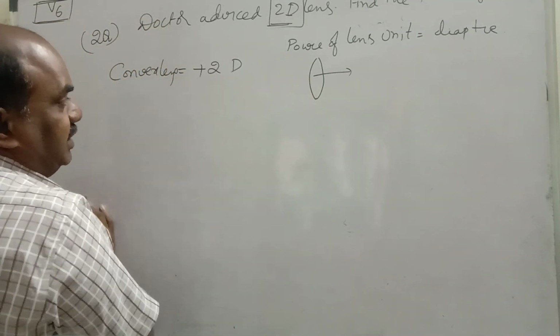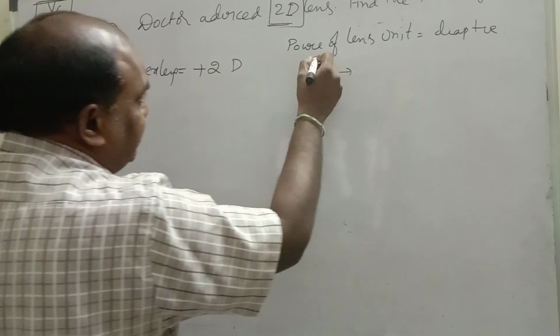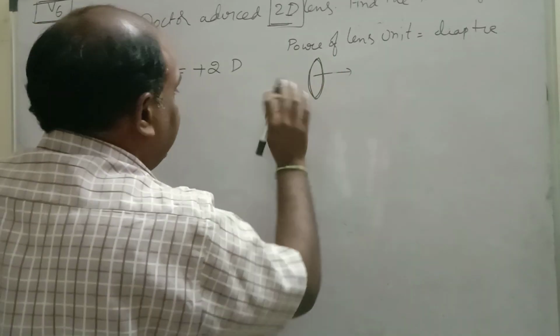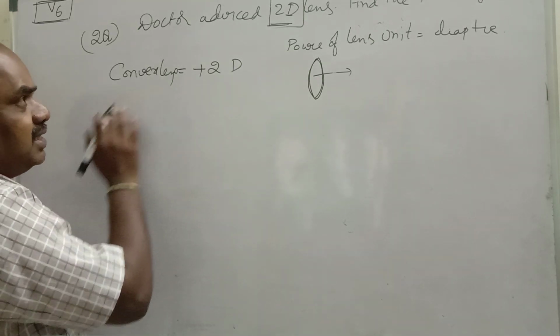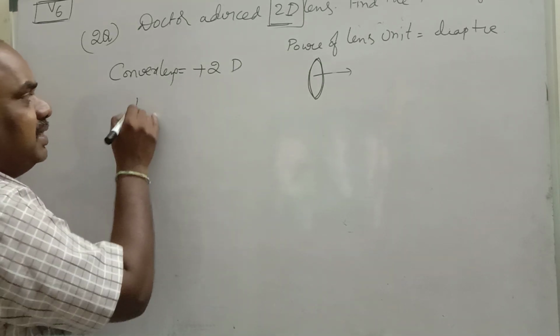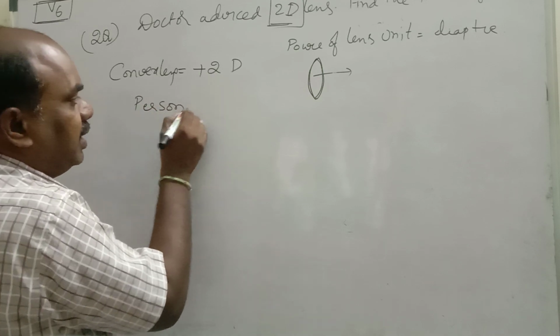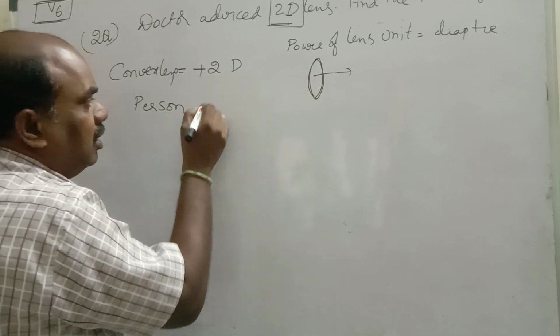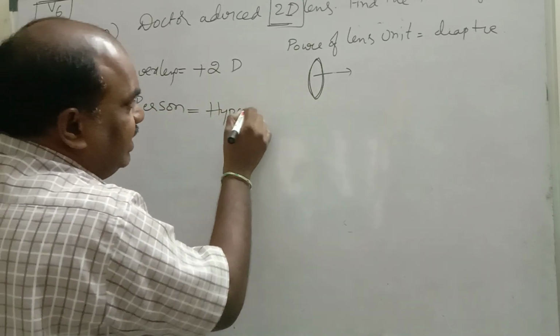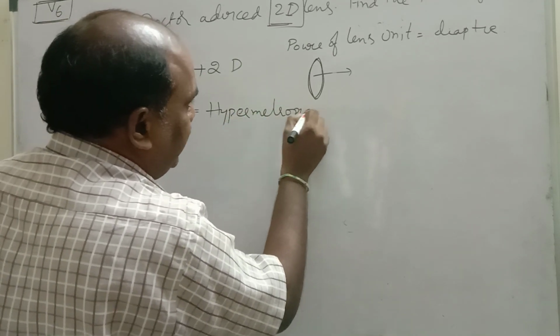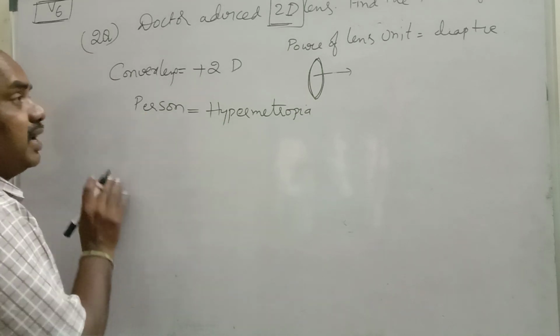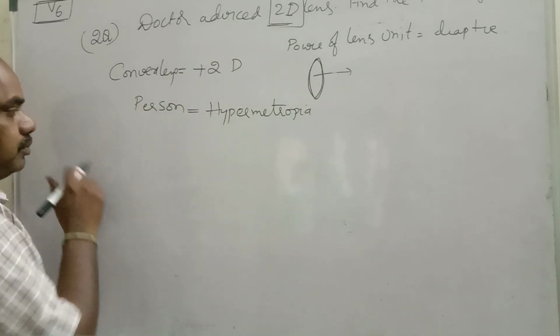It is a biconvex lens, meaning thicker in the middle and thinner at the edges, with both side radii the same. The doctor suggested a 2D lens. That means the person is suffering from which defect? Hypermetropia. He is unable to see nearer objects. All this you can analyze from this information.